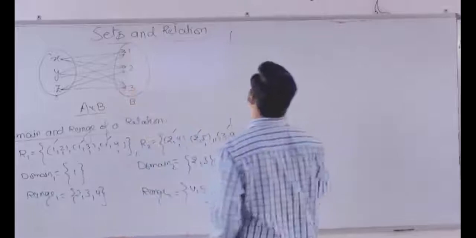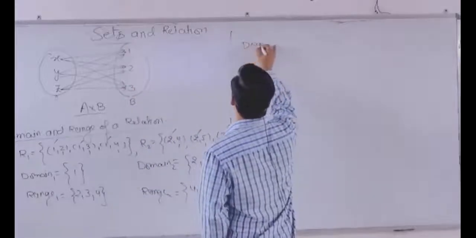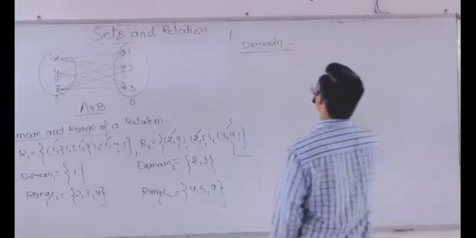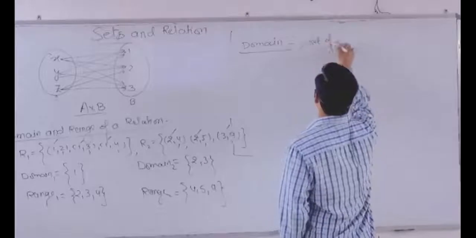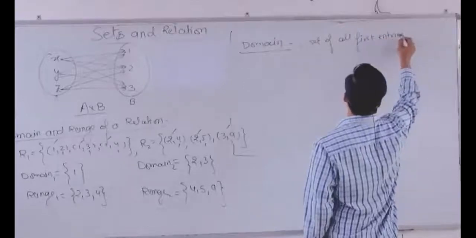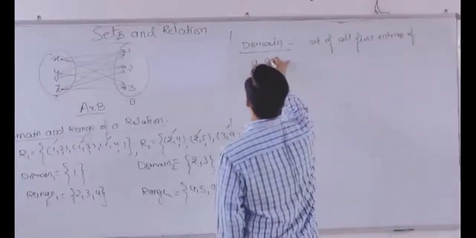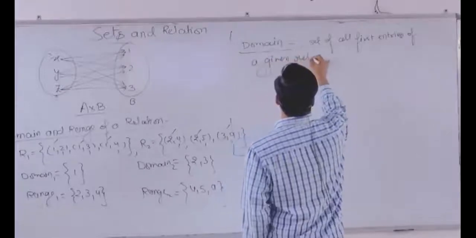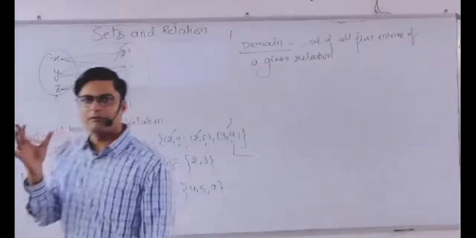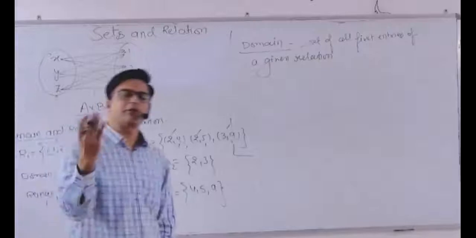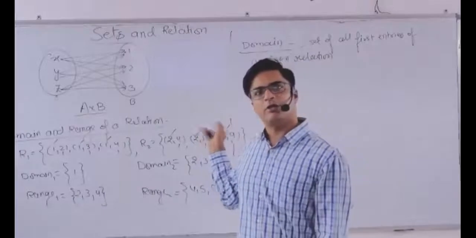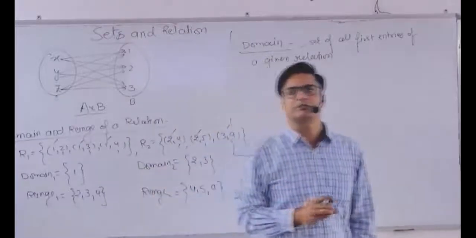So domain of a relation is nothing but the set of all first entries of a given relation. You can correlate with our function domain also, function range also. Function changes, your domain changes. Here also, your relation changes, your domain will change.